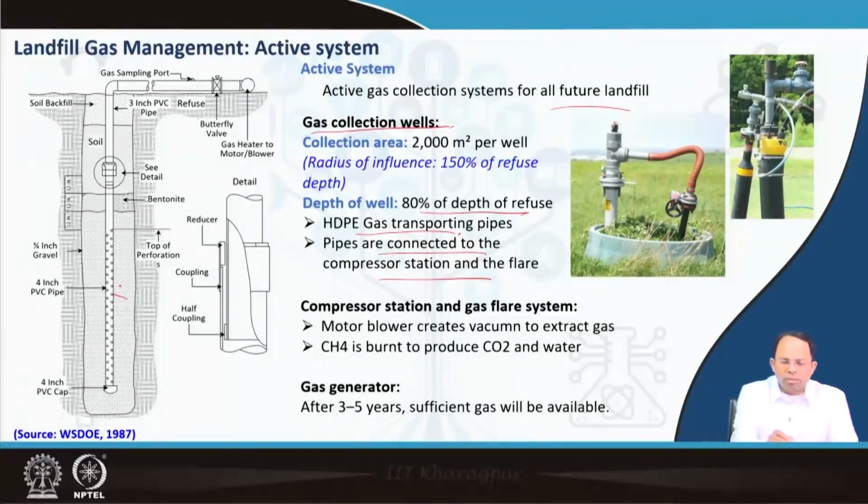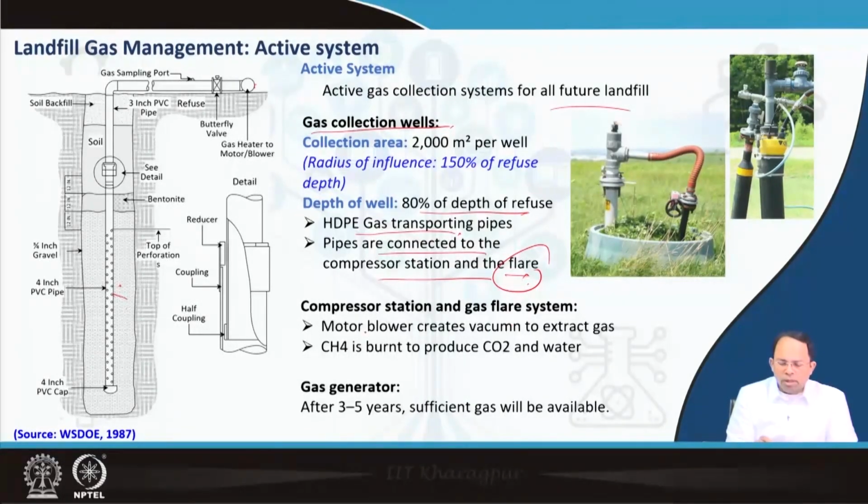That means there is a compressor pump which creates vacuum. It will suck the gas inside, and because we are actively controlling this collection of gas, we can either flare it as per the gas collection schedule, or we can transport it to a station where we can collect the gas, clean the gas, and use it for electricity generation.